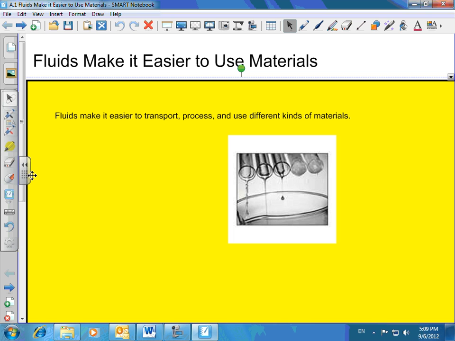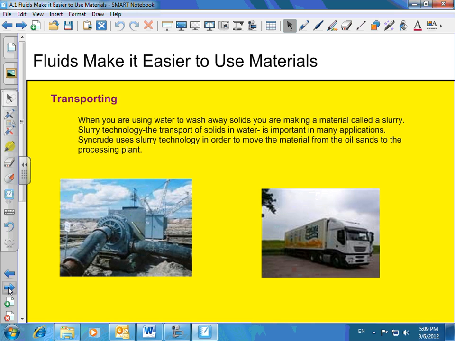In this video, we're going to talk about how fluids make it easier to use materials. Fluids make it easier to transport, process, and use different kinds of materials. Okay, the first way that they do this is by helping with transporting.